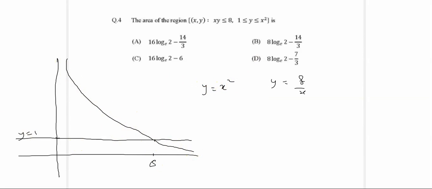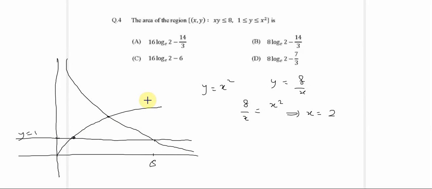That will be a parabola opening towards the right, and we are interested in the top half of that. And let's see where it meets the y equal to 8 by x curve. This gives us x equal to 2. So at x equal to 2, it meets this curve, the 8 by x curve. Also it meets y equal to 1 at x equal to 1.